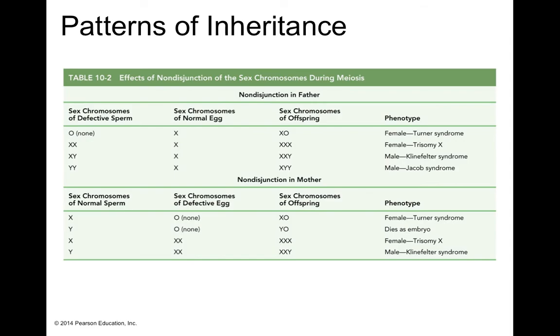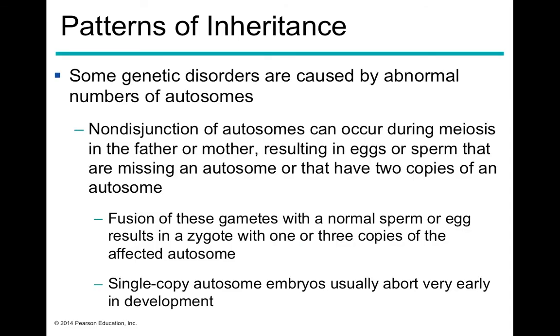So this is just an overview of everything that I just told you, so I'm not going to go back through this again. But if you want a summary, this is a table that summarizes different effects of non-disjunction during meiosis and the different disorders associated with that.